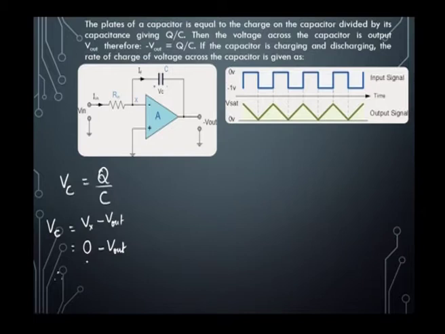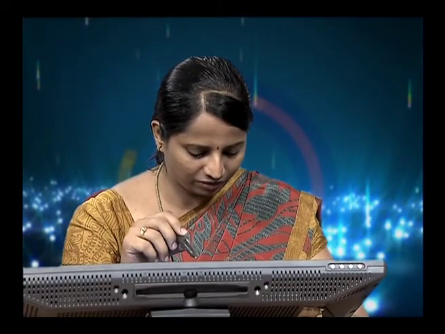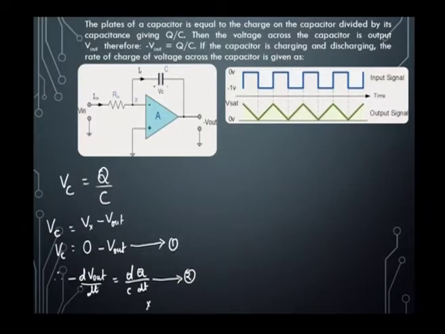Therefore, differentiating the above equation, we will get minus dV out, where Vc is equal to Q by C. So dQ by dt divided by C will be the expression for this. But here dQ by dt is an electric current. Since the node voltage at the inverting terminal of the integrating op amp is 0, that is Vx is equal to 0 here.